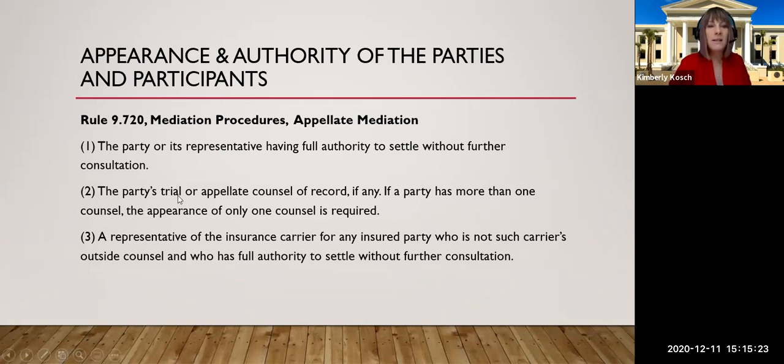And what's interesting about this under sub two is that there's a specific reference that the party's trial or appellate counsel of record, if any, must be in attendance. And if the party has more than one counsel, the appearance of only one counsel is required. None of the other rules contemplate or have provisions about appearance of more than one counsel. And I think that is unique to the area of appellate and the fact that many parties and participants may be represented by different counsel at those different stages of the court.